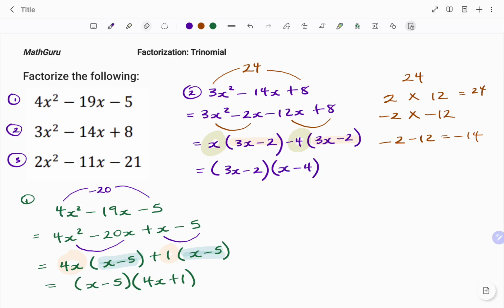For the last example, I have 2x squared minus 11x minus 21.